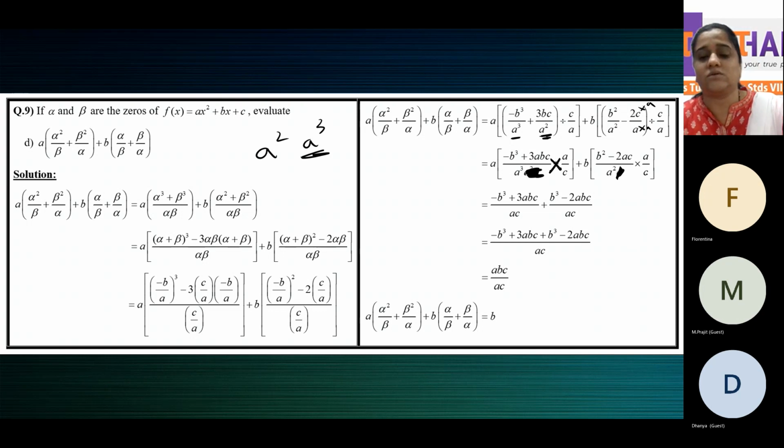Okay, so many corrections here. This is not there. This division is not plus, it's multiplication. This is also not there.